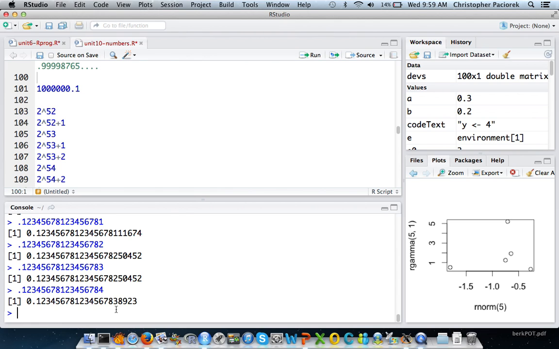So let's quit there, and on Friday we'll talk about what the implications of all this are for doing comparisons, going back to Stephen's question, and some more of the implications of this for doing calculations.